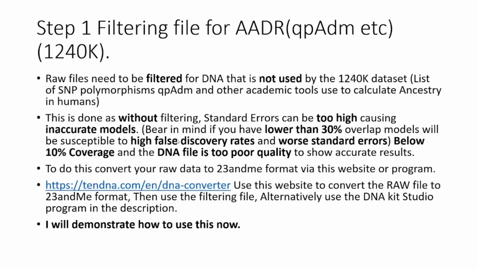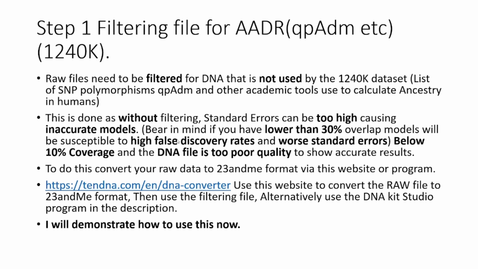Today, this tutorial will show you how to filter your raw.txt files for the 124K SNP list developed by Harvard. This will be part of a multi-part series that aims to get you from a personal file to being able to run qpAdm on your file. Raw files need to be filtered for DNA but is not used by the 124K dataset.